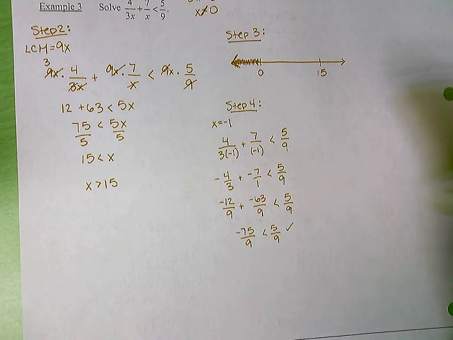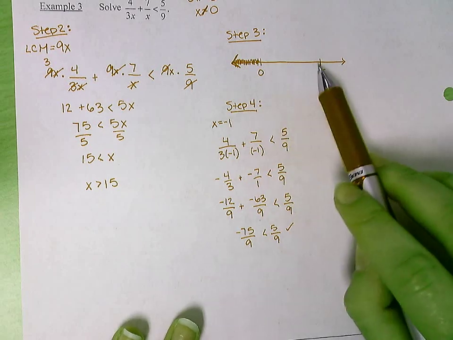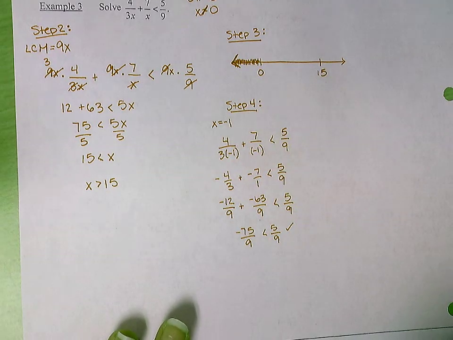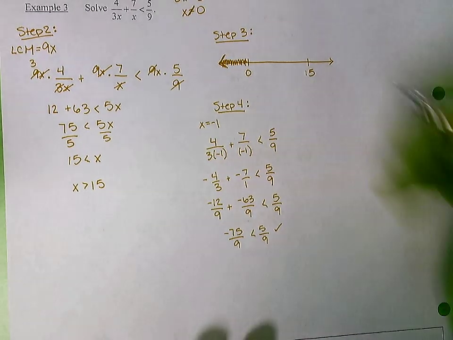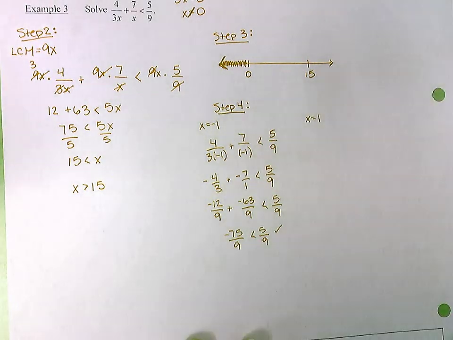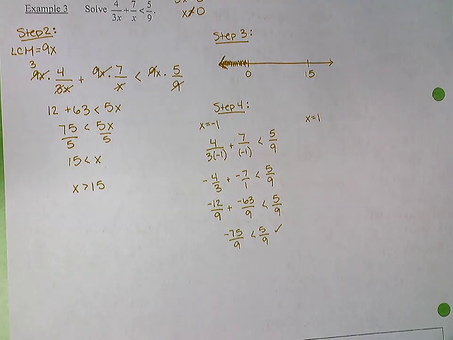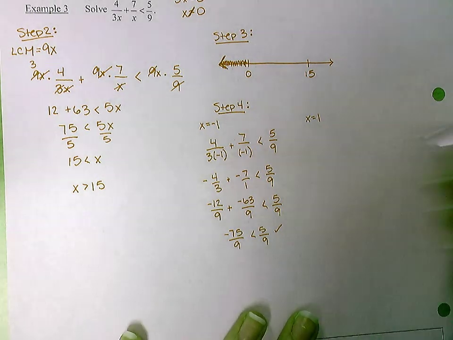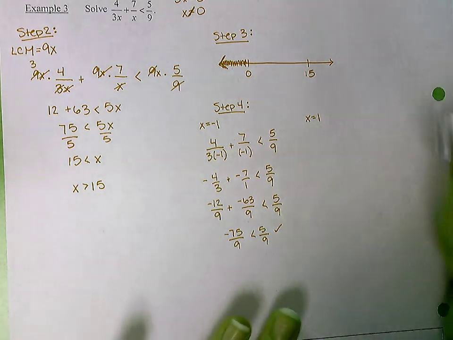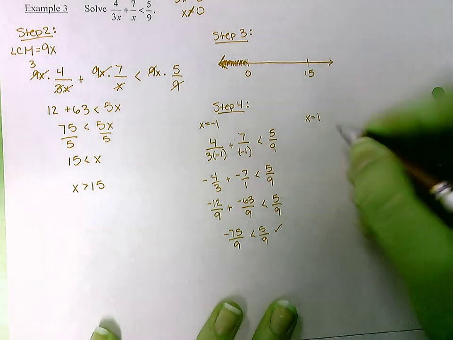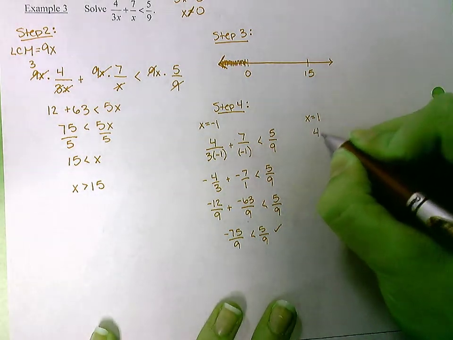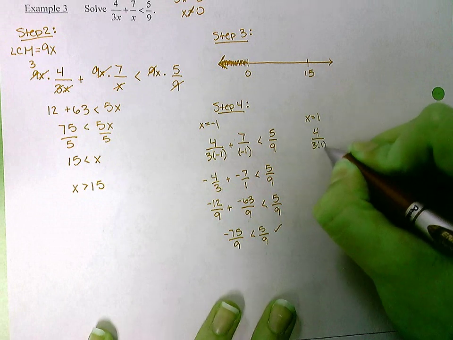Now I want to test a point in between 0 and 15. I'm going to plug in 1. Now you could plug in 2, 3, 4, 5, anything between 0 and 15. I just like to go for the easier numbers, such as 1. So we're going to plug in 1 for our x values.